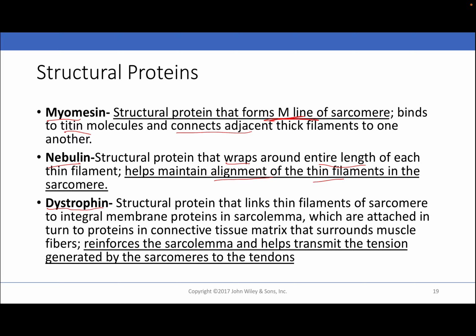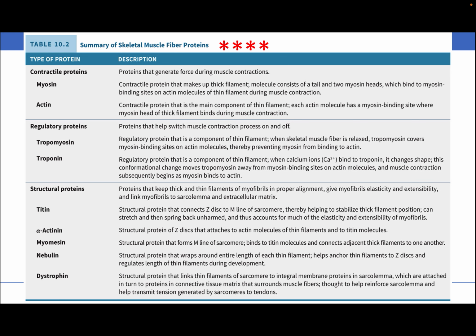This is going to be our last structural protein here. This is going to link our thin filaments of our sarcomere to the various integral membrane proteins within the sarcolemma. All right. It's also going to help to reinforce the sarcolemma, and this is critical because this is going to help to transmit the tension that's generated from the sarcomere to those tendons. So it's helping to shift the tension that's being generated to other parts of the muscle, to the actual connective tissue tendons.